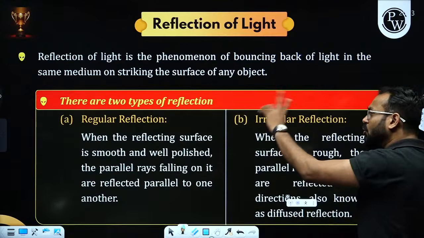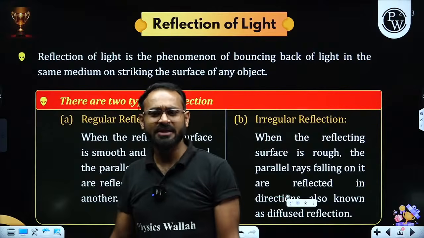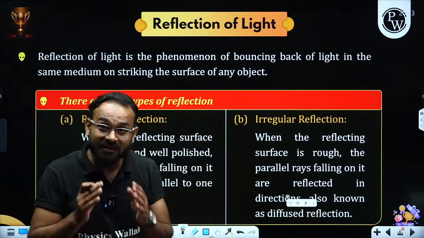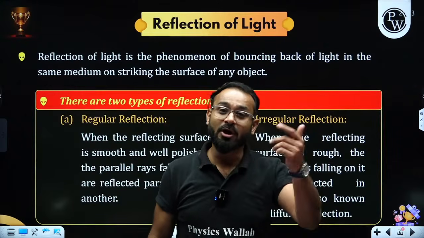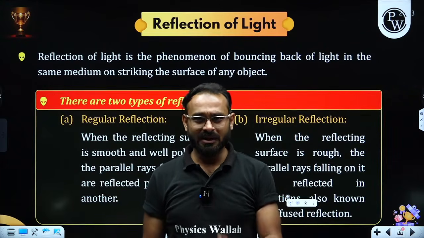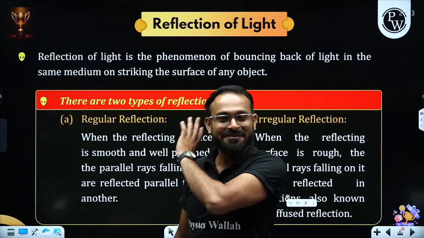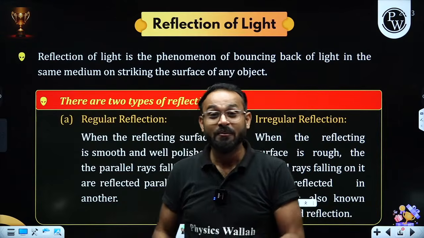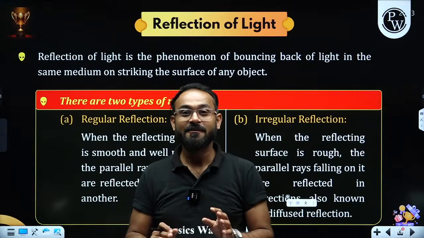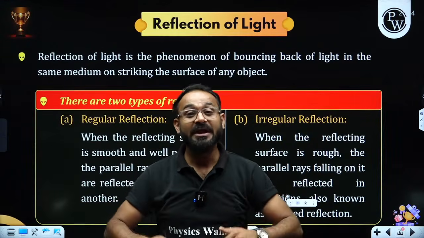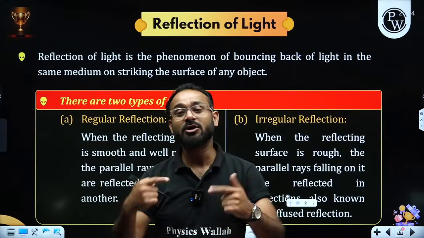The bouncing back of light into the same medium is called reflection of light. Fine. But there are two types of reflection. The one is regular reflection. The other one is irregular or diffused reflection. It is not about you. The types of reflection they are not talking about you. You are regular in school and irregular in school. No, but it is a pattern. It is a kind of pattern. So what kind of pattern is it?